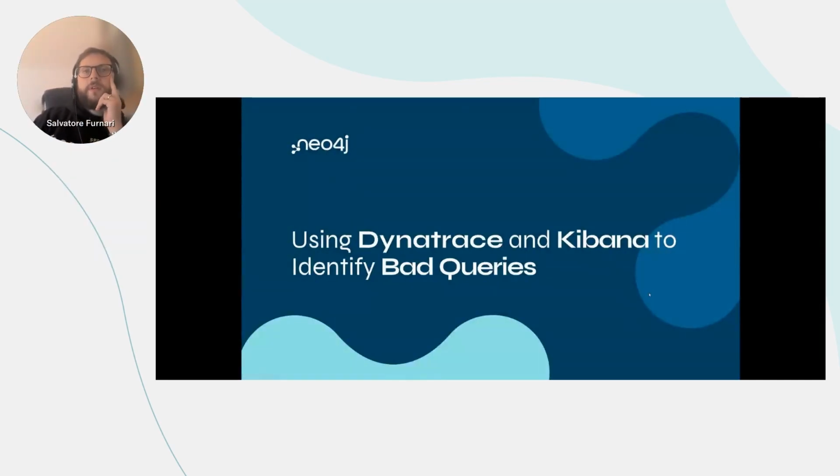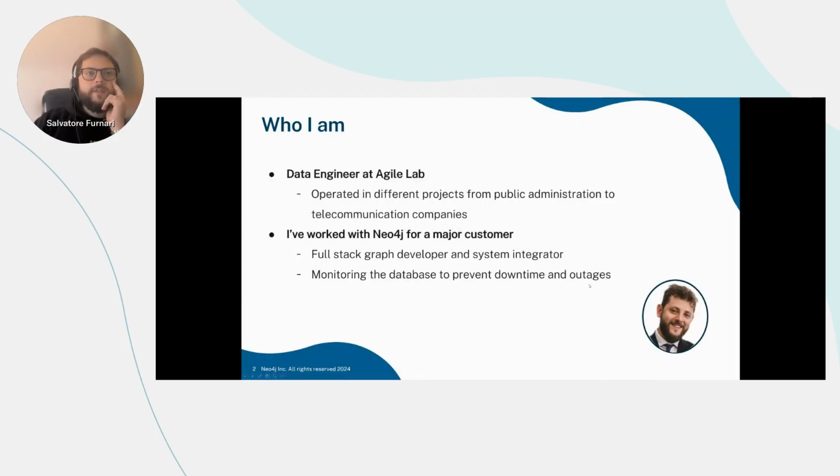I'm Salvatore Furnari. I am a big data engineer at Agile Lab, and I've worked with Neo4j for a major customer since 2022 as a full stack graph developer and system integrator. Among our activities, my team and I monitor databases to prevent downtime and outages.